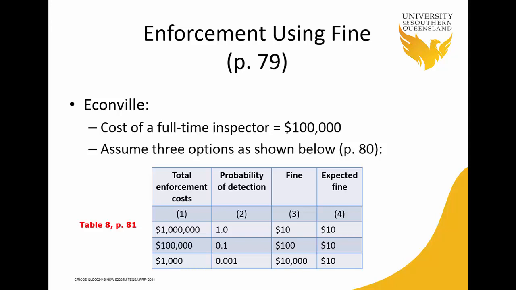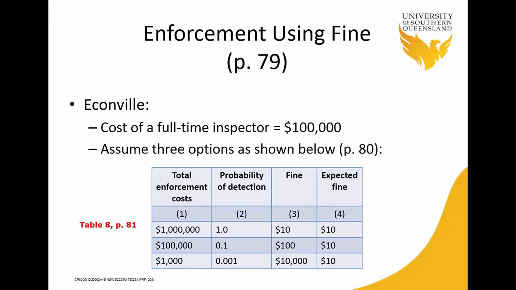Remember, the expected fine is nothing more than the value in the second column, which is the probability, times the fine itself. That's the fine that will actually get the double parking person or individual to pay. Okay, so that's what's imposed by law.